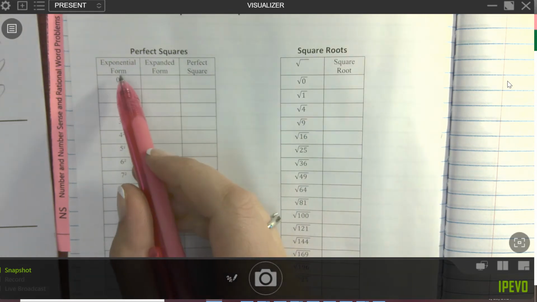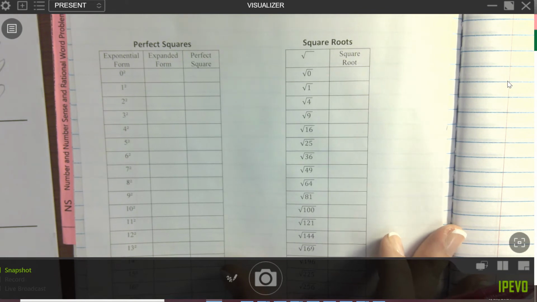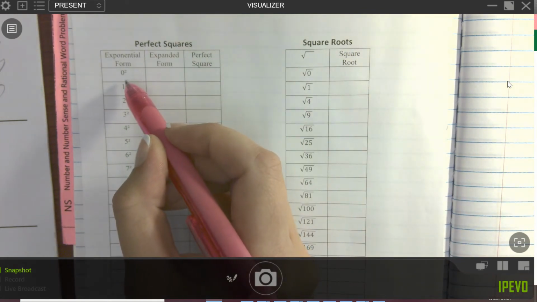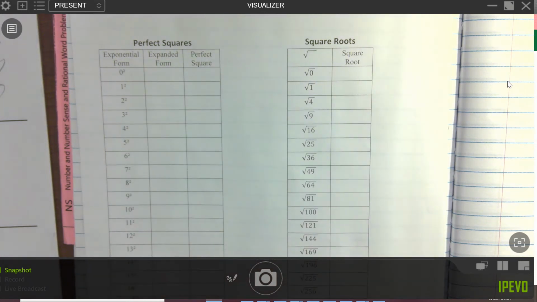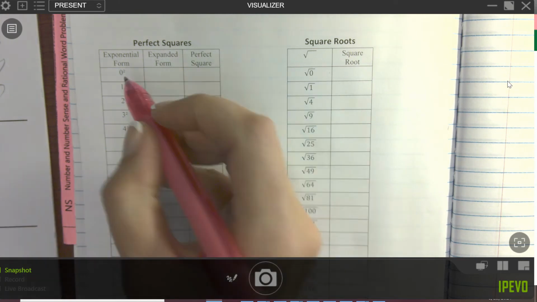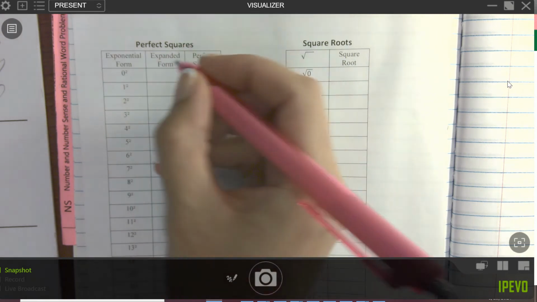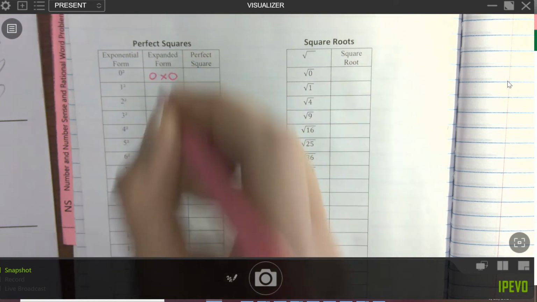So in the left column, you have your exponential form. That's where I'm writing my number using an exponent. We're going to take that number in exponential form and then write it in expanded form. Expanded form is when I write what the exponent is telling me to do. This exponent is telling me to multiply the 0 by itself. So expanded form would be 0 times 0.